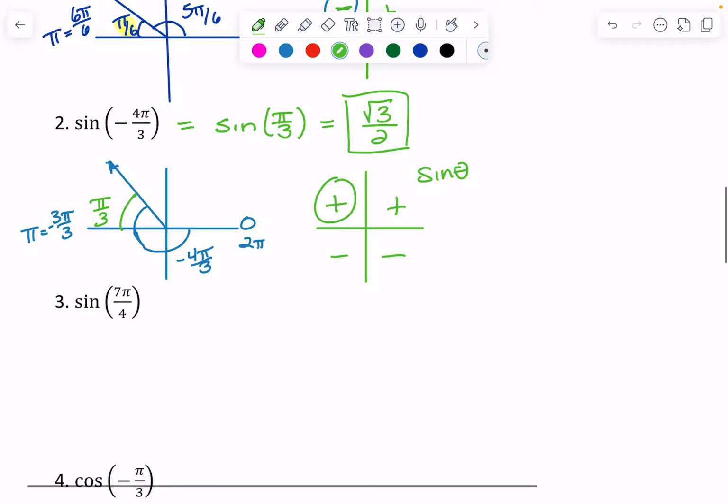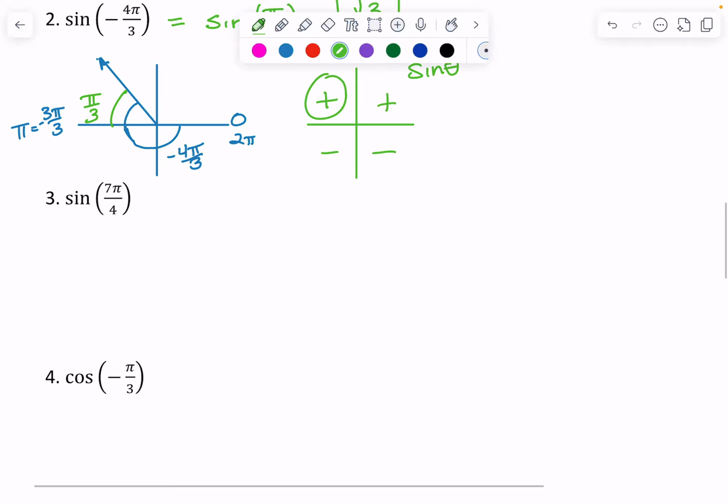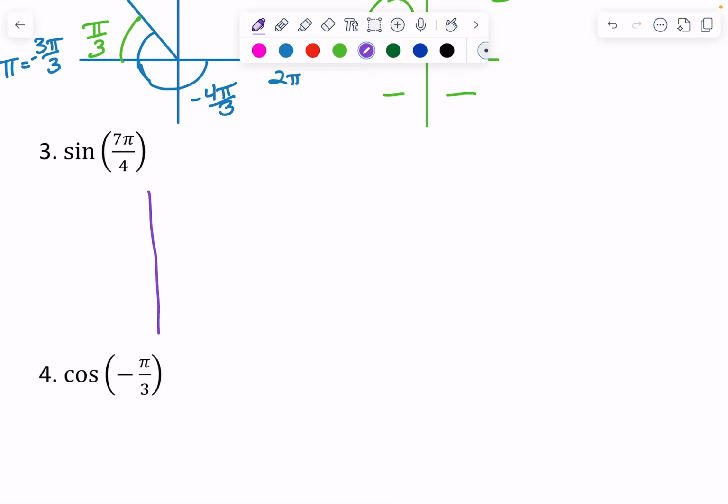Taking a look at the next one, I have sine of 7 pi over 4. If you'd like to pause and try and take a shot at that, that would be great. I'm going to go ahead and start to draw where it's at and figure out which quadrant it's in. So here I have 0, here I have pi. That's going to be equal to 4 pi over 4.